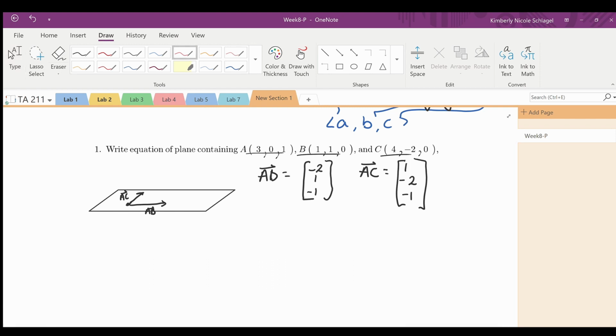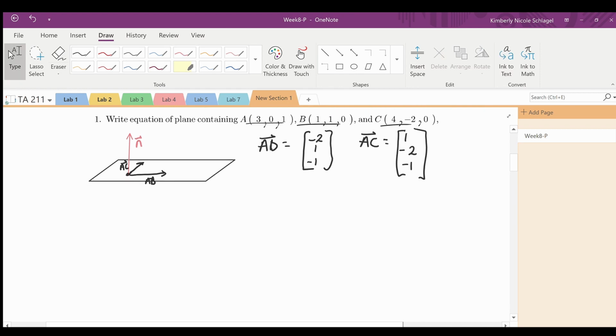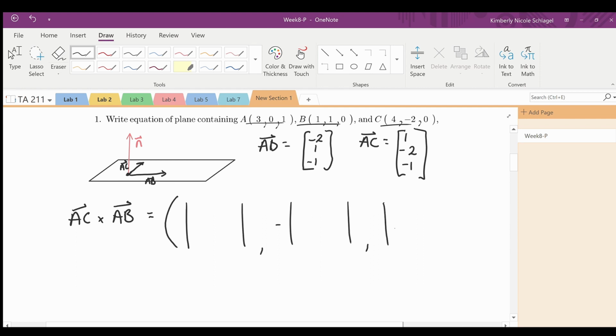Now we want to find a normal vector which is perpendicular to both of these vectors. As we just talked about, we're going to use the cross product. So we're going to go AC crossed with AB, and we end up with, if you do the cross product this way, it makes it really simple.